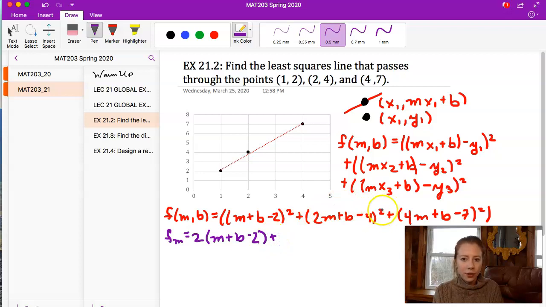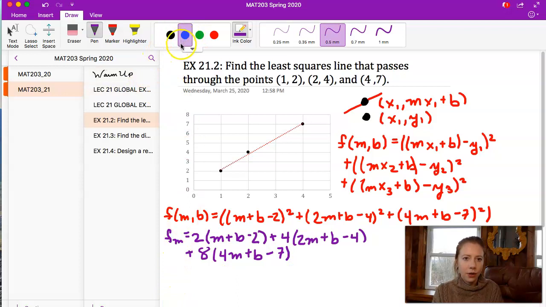Plus, power of 2, bring it in front, 2 times 2m plus b minus 4. However, we're taking the derivative with respect to m, and so you see there's a coefficient of 2 in front of this m, so that also needs to be multiplied. So the whole inside needs to be multiplied by 2, so the outside needs to be multiplied by 2. So we end up with 4 times 2m plus b minus 4. Okay, and then last one, we end up with 8 times 4m plus b minus 7.